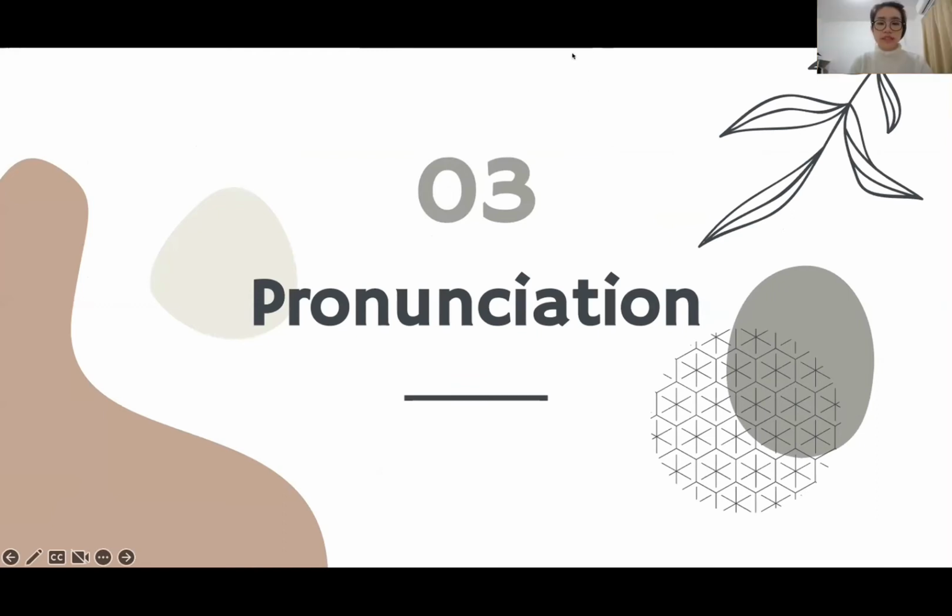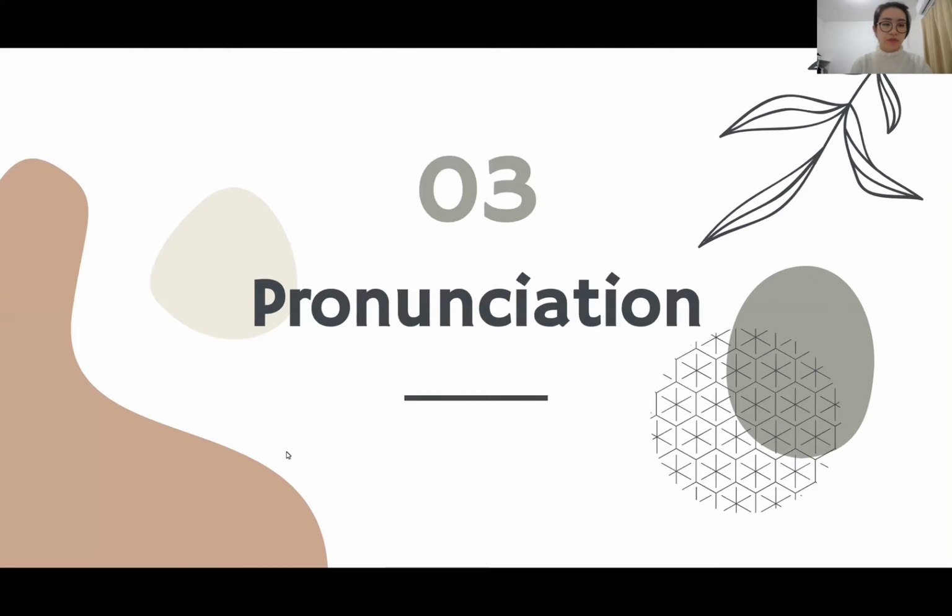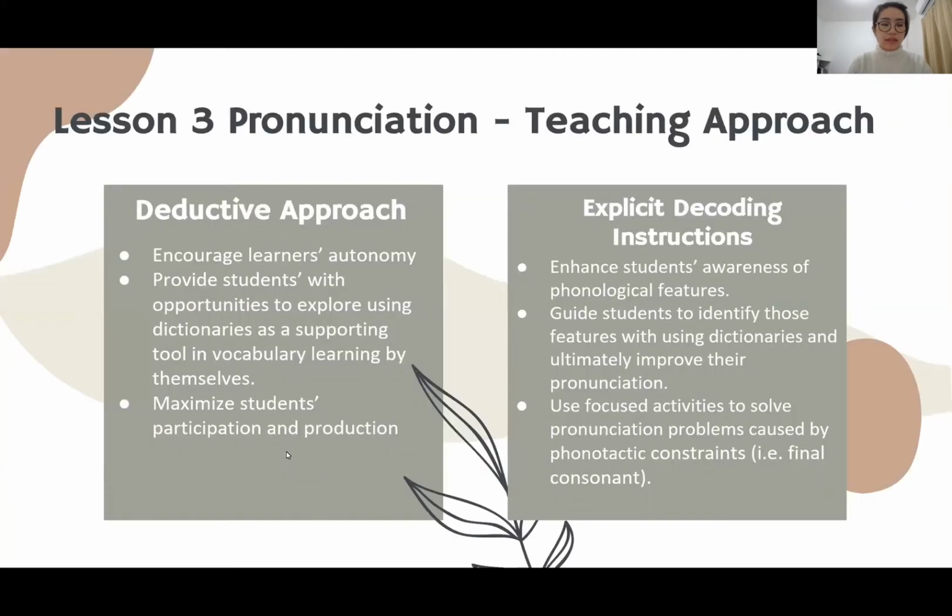Okay, so this is lesson 3. Lesson 3 is learning vocabulary pronunciation through using online learners' dictionaries. As this lesson is a productive lesson to maximize students' production, it will be taught in a deductive approach. Learners' autonomy will be encouraged, and students will be offered plenty of opportunities to explore using a dictionary as a supporting tool in vocabulary learning by themselves.